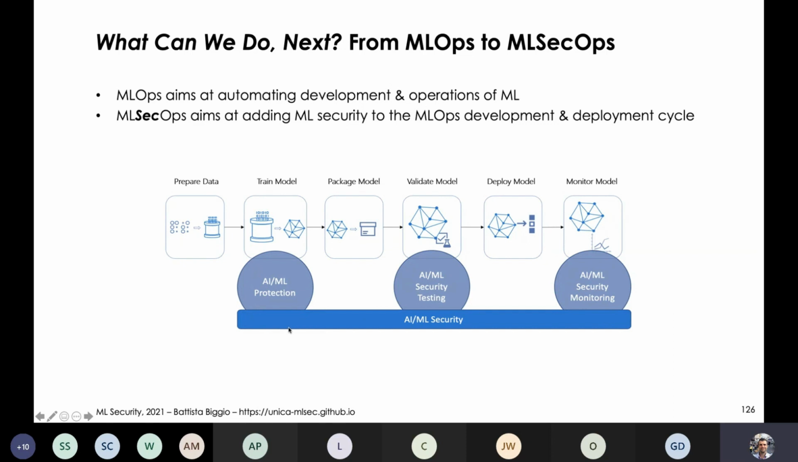So what is happening is that big companies, at least, are providing infrastructures like Microsoft Azure. I think Google has something already as well, where you can upload a model, and then this can be tested, deployed, and then monitored as it is used by users. So the idea of ML SecOps would be to augment these cycles, so these ML ops, with the security aspect.